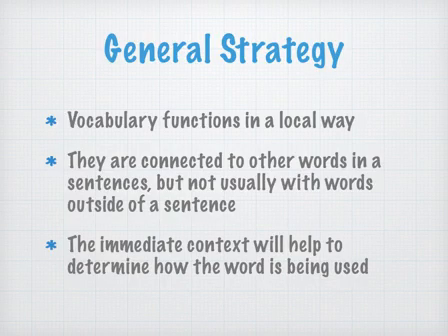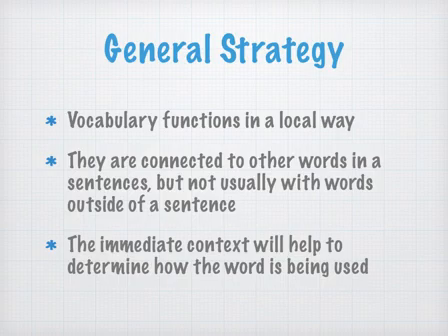It's important to realize that vocabulary in English, well, in almost any language, functions in a local way. This means that words are connected to other words in the sentence, but not usually with words outside of the sentence. So the problem with the first question that we've got here is that it's a particularly long sentence. So we need to analyze how the words relate to each other in the sentence. In that particular sentence, it's going to be pretty difficult because it is so long.